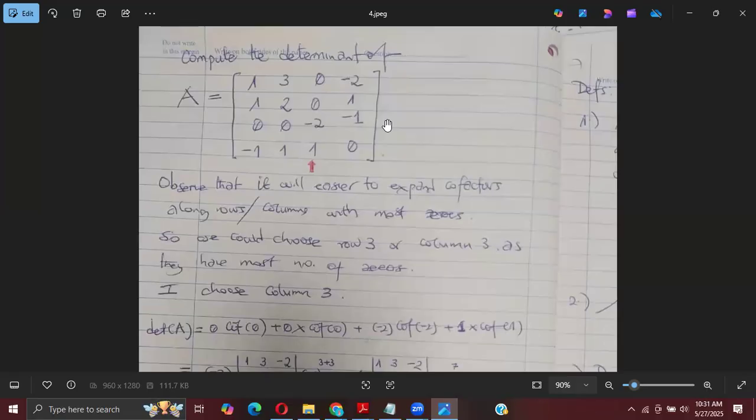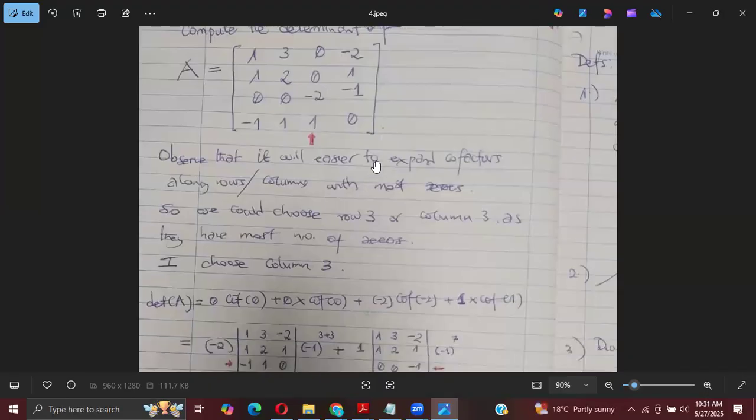Remember, you ought to compute the cofactors. So now, if we choose column 3, sorry, the determinant of A will be given by 0 times the cofactor of 0 plus 0 times the cofactor of 0 plus minus 2 times the cofactor of minus 2 plus 1 times the cofactor of 1. Not minus 1, sorry, okay? And this is what I've written here.